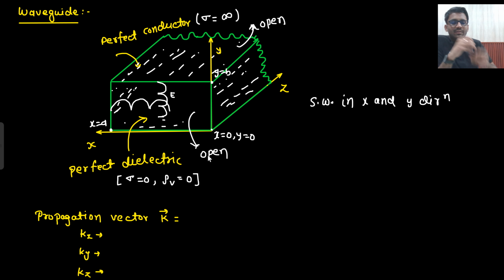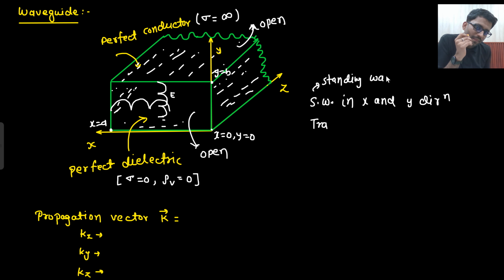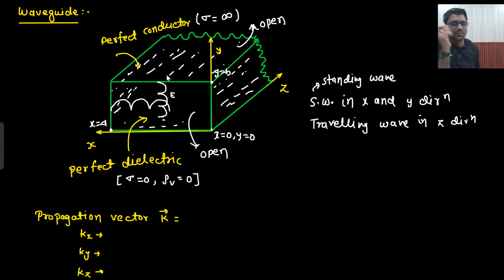What about the z direction? In the z direction, is there any conducting plate? No, it is completely open. So in the z direction the wave can propagate, right? Because in the z direction it is open. This side is open, so from here the wave came, then it can travel. So traveling wave, SW stands for standing wave, okay? So you get a traveling wave in the z direction. It could be in any direction, but we will take the positive z direction, okay?